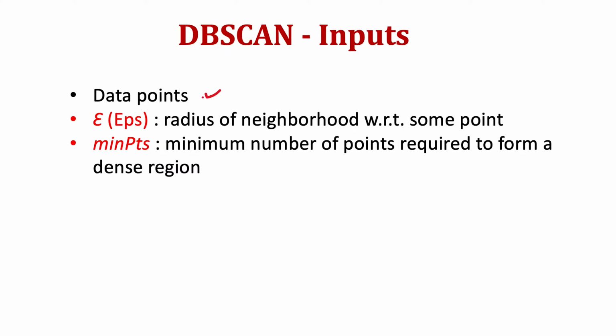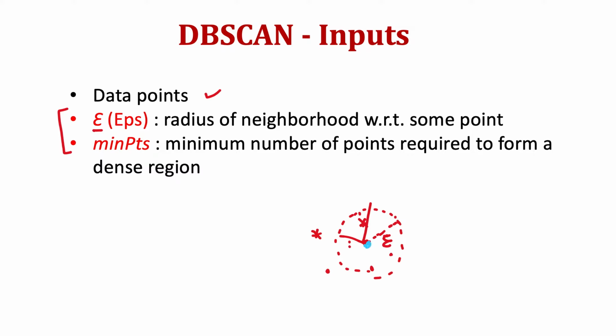Obviously, you will need to enter the data points to work with. And then these are the two main inputs. One is epsilon, which is the radius of the neighborhood with respect to some point. So if these are the points in a space, and we are considering this point, then we can find all the points that are within epsilon distance from this point. This is called the epsilon neighborhood of this point. It can be in any direction, at maximum epsilon, or it can be less.